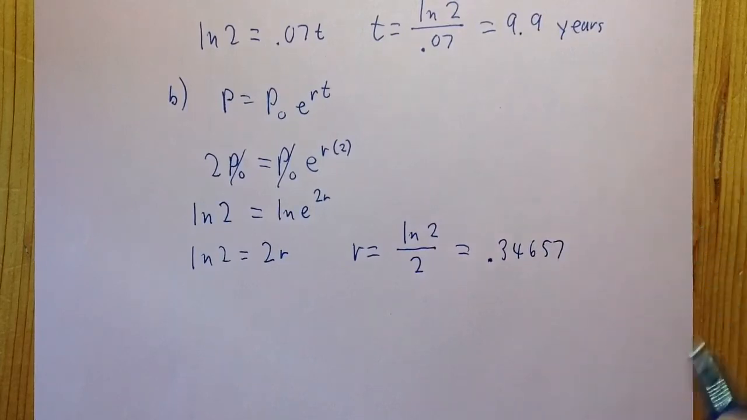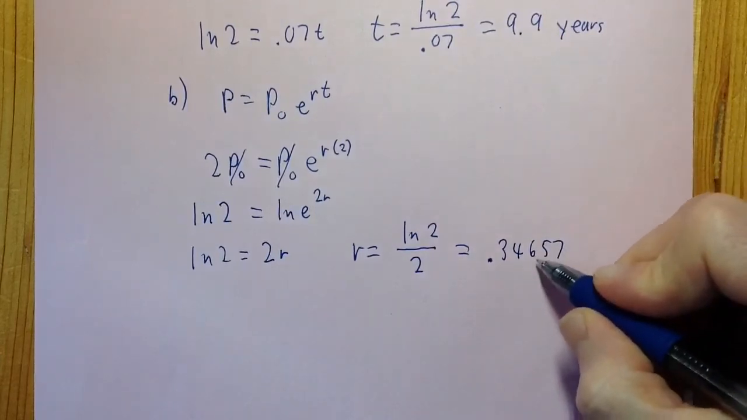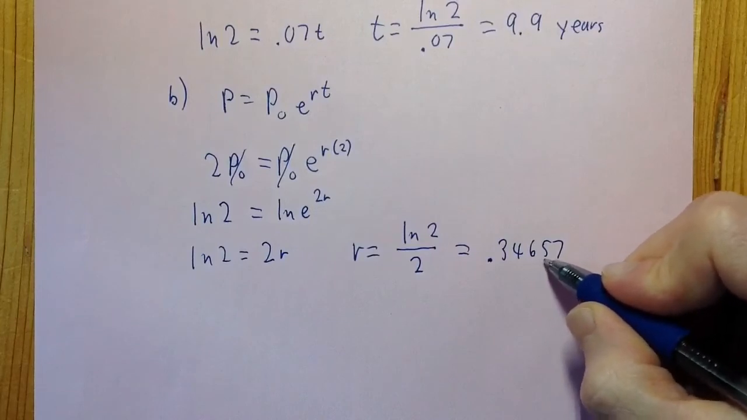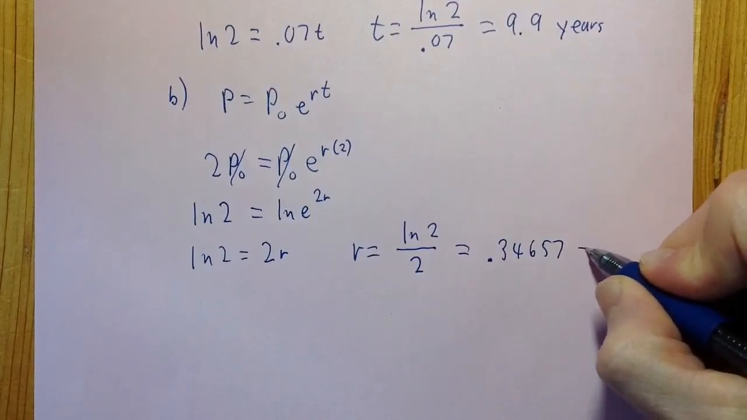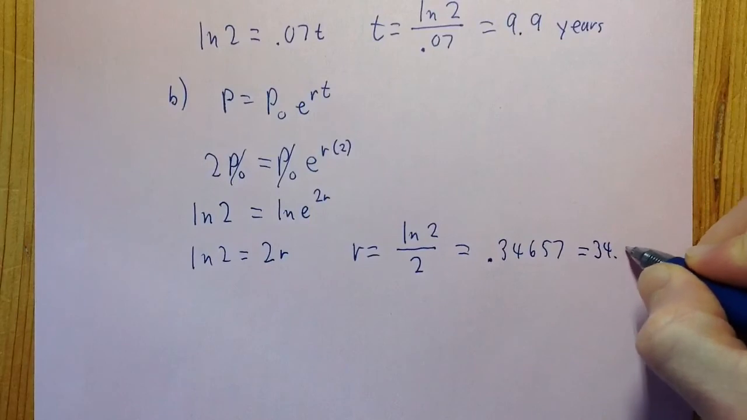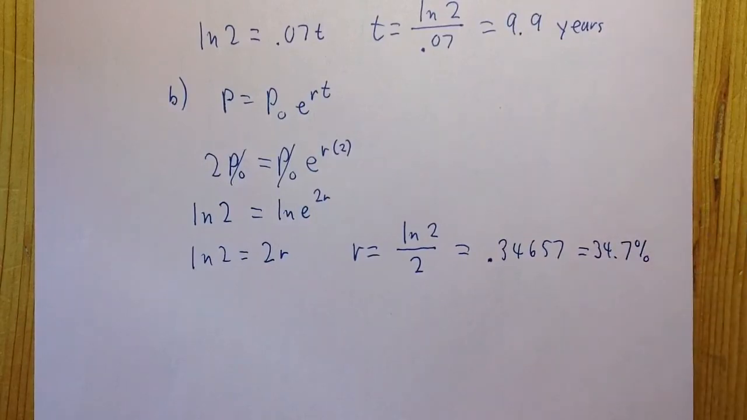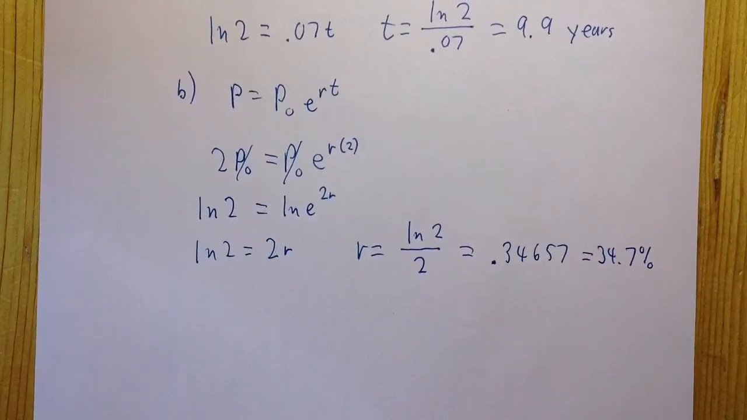Where do I round off? I don't know. Which was about, what, 34.7%? Something like that. 34.6, I don't know, let's just say 34.7%. So if you want to have twice as much money in 2 years, you'll need an interest rate of 34.7%.